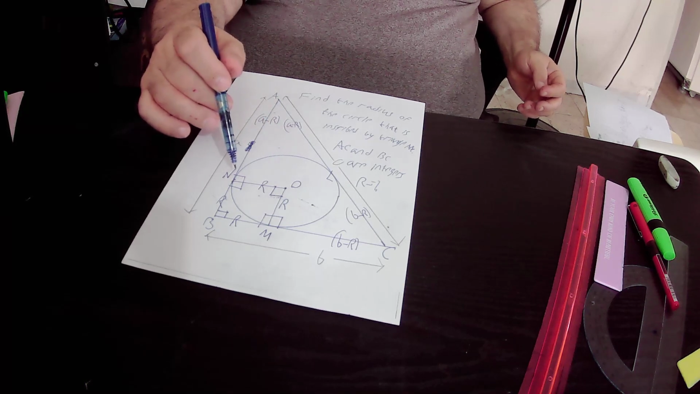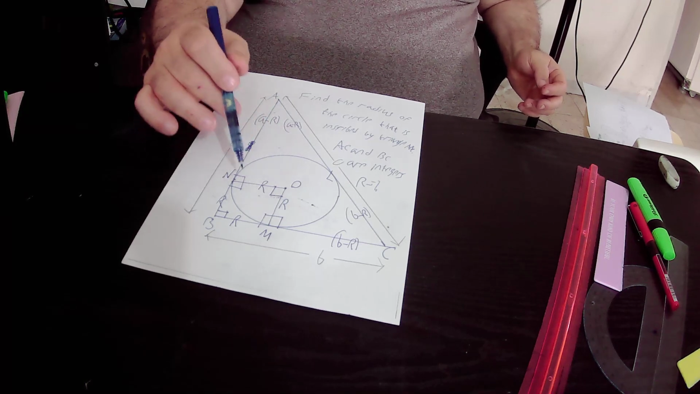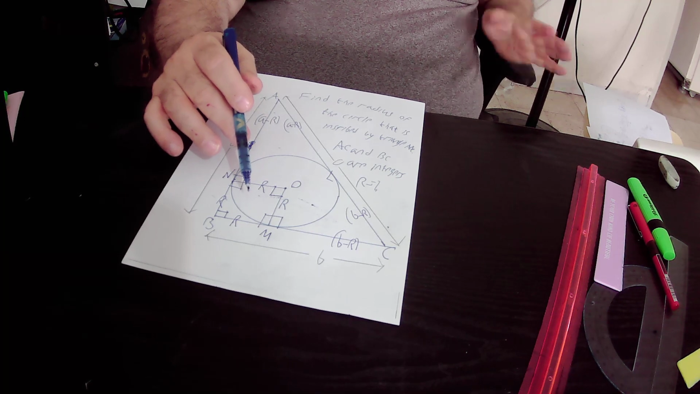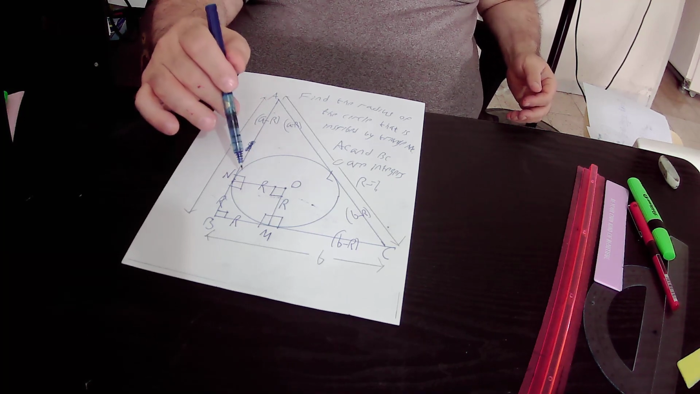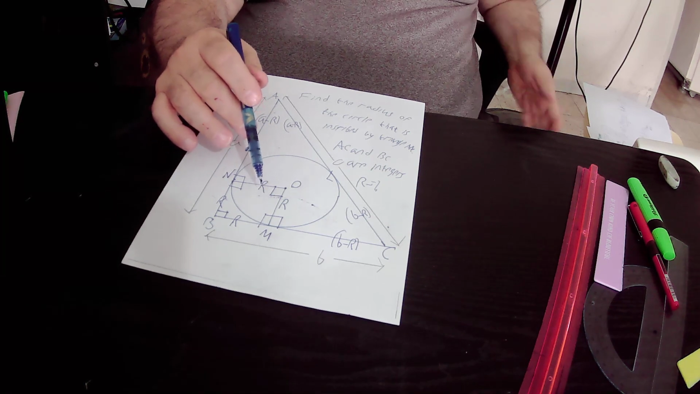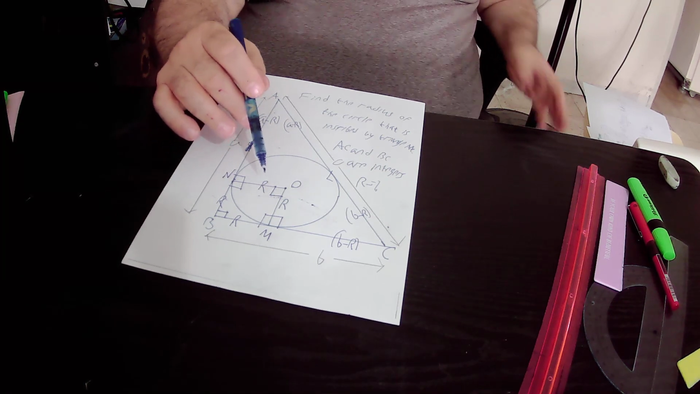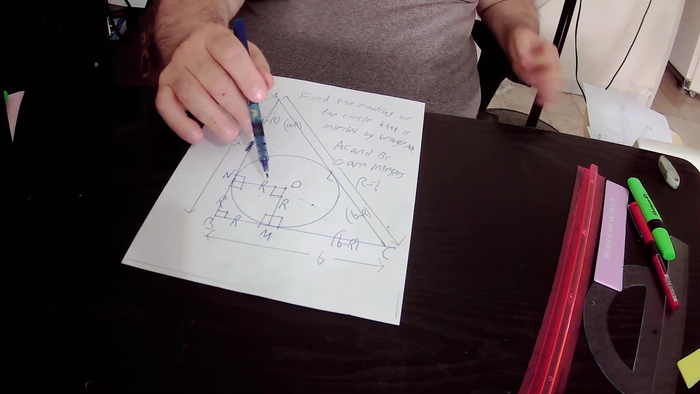In quadrilateral NOBM, we have 1, 2, three right angles. The sum of three right angles is 270 degrees, plus the fourth angle, that is angle NOM. In total, they must equal 360 degrees, according to the rule that the sum of the angles in any quadrilateral is equal to 360 degrees.